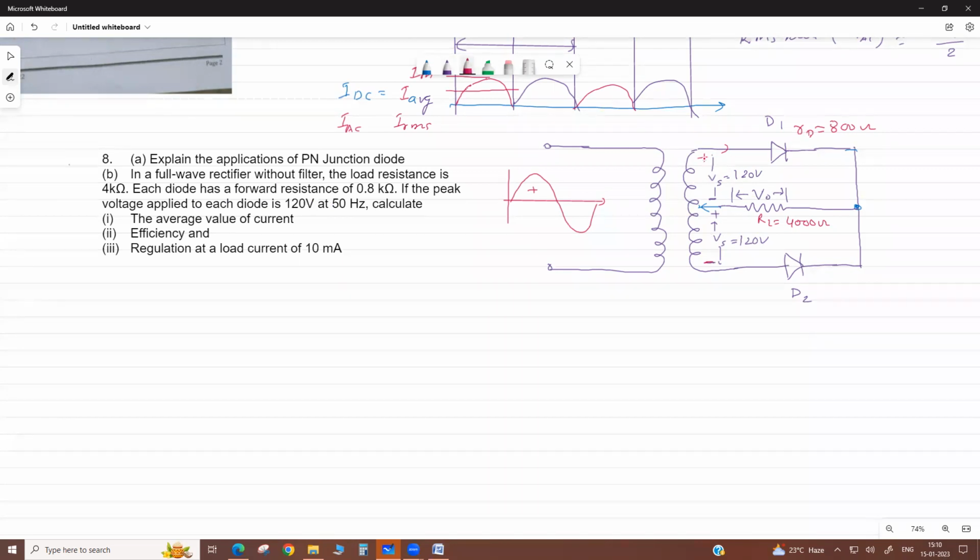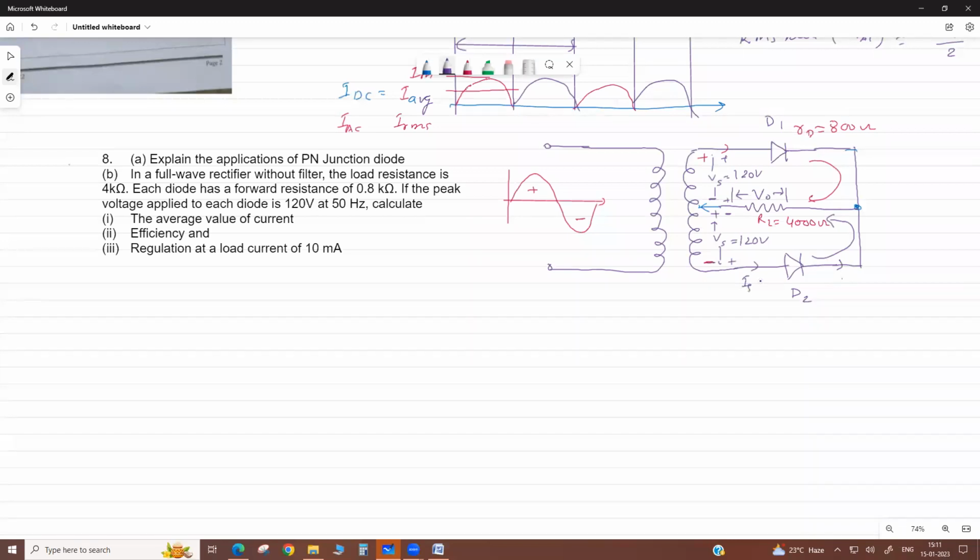Then see, when the positive pulse comes, this diode will conduct and current flows. When the negative pulse comes, this becomes negative, this positive, so this diode will conduct. Then current flows in this direction also.